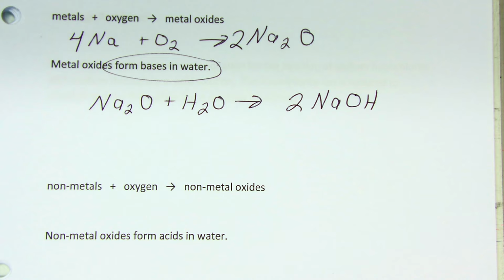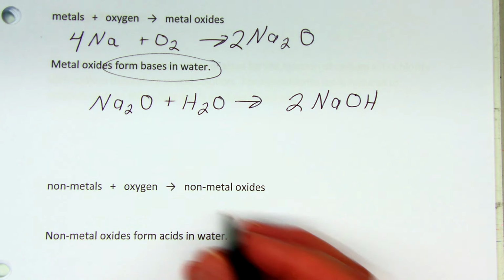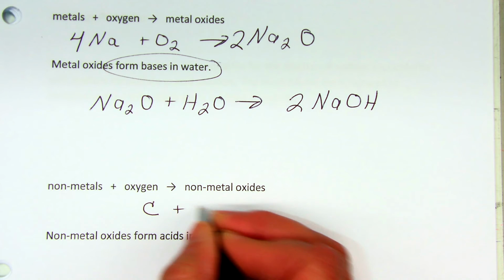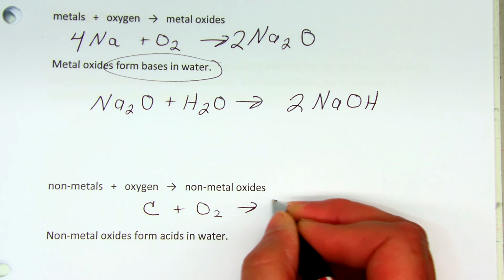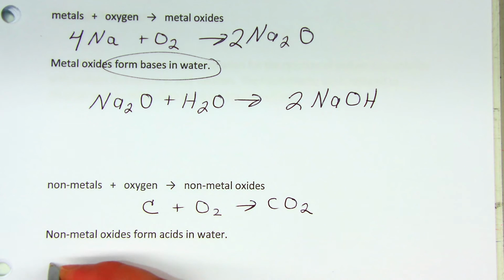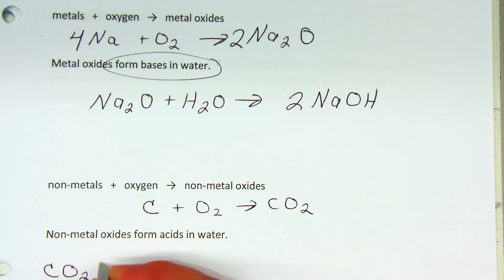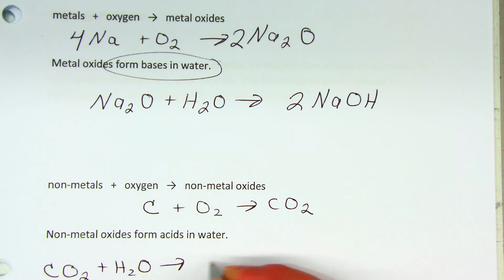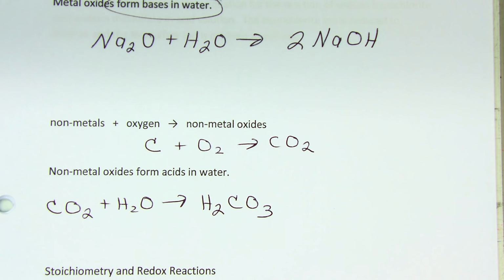When we have nonmetals reacting with oxygen, we make nonmetal oxides. An example is carbon reacting with oxygen to make carbon dioxide. And when we start bubbling carbon dioxide through water, it reacts in a reversible reaction and it makes carbonic acid. We discussed this earlier, saying when we make carbonic acid in a double replacement reaction, it can actually go backwards and break down into the carbon dioxide. And then we have an acidic solution.